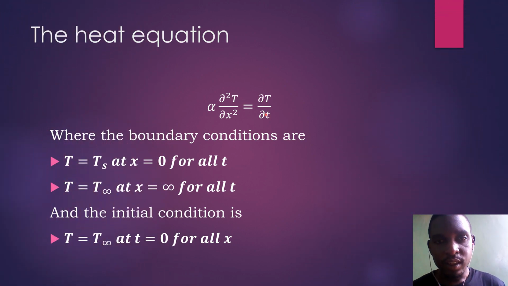In this slide, the heat equation is stated as shown there. The boundary conditions are also given. The boundary conditions are T is equal to Ts at x is equal to 0 for all t, T is equal to T infinity at x is equal to infinity for all t, and the initial condition is T is equal to T infinity at t is equal to 0 for all x.